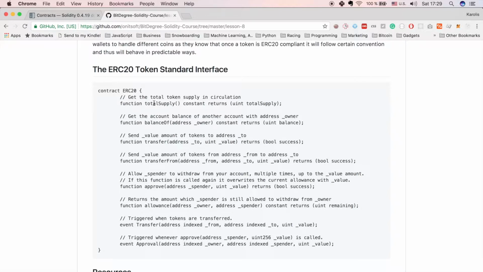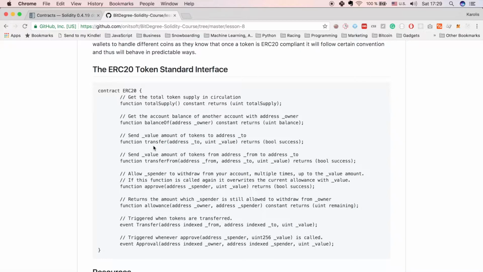So the first function that needs to be implemented is total supply, which simply returns the total token supply in circulation. Then we have a balanceOf function, which accepts the address of an owner of a certain wallet and returns the balance of that owner. Then we have a transfer function, which accepts an address and a value and returns whether the transfer of a certain value to that address was successful or not.